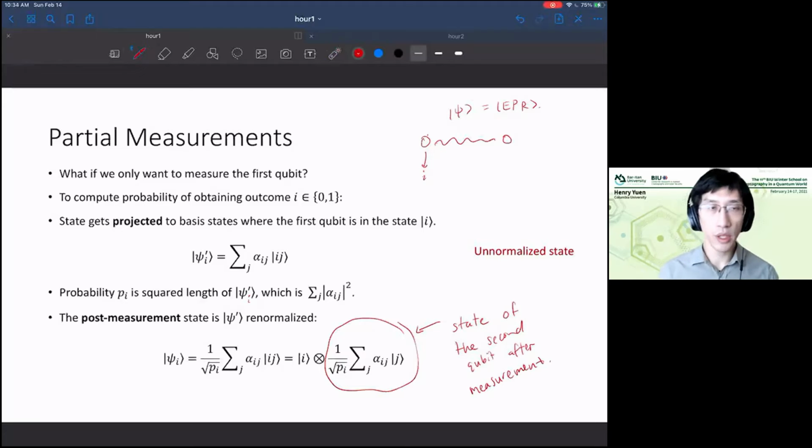And so one thing to observe is that, even by just measuring the first qubit, suddenly the whole system changes. And now the state of the system is an unentangled state. Right, so the state originally might have been entangled, maybe this EPR pair or whatever. But when you measure it, it now factors into a state i, tensor, some other single qubit state on the second qubit.